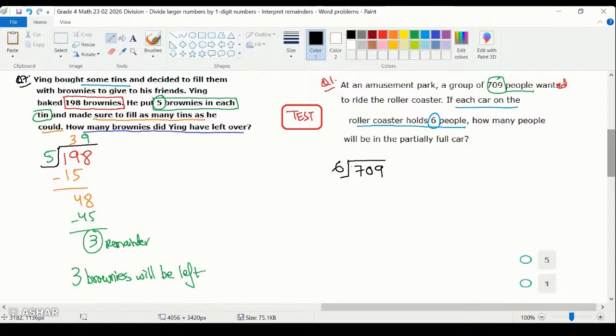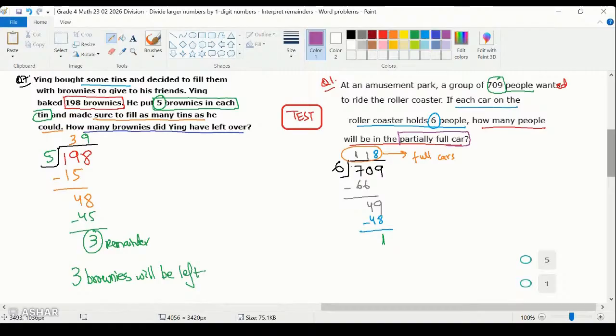Agreed? How many people will be in the partially full car? 5 or 1? We can say 6 times 11 is 66, minus this, 4 and 9. Perfect. 6 times 8 is 48, and the remainder would be 1. See, this will give us the number of full cars, right? But what we need to find is the partially full car.